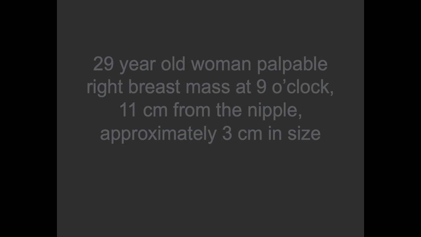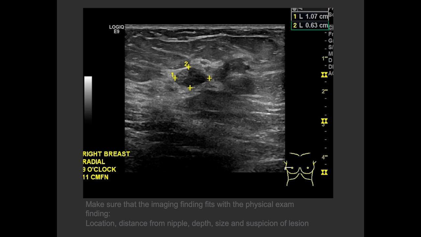So a few cases now. A 29-year-old woman with a palpable right breast mass at 9 o'clock, 11 centimeters from the nipple, and the mass measures approximately 3 centimeters in size. The sonographer starts with ultrasound because the patient is under the age of 30 and shows you this image.